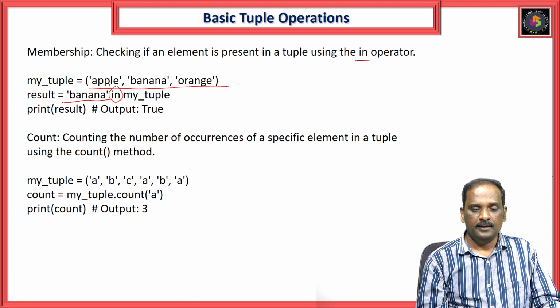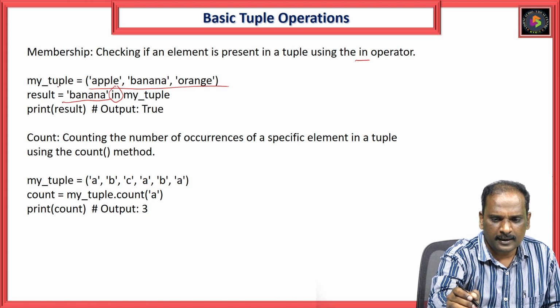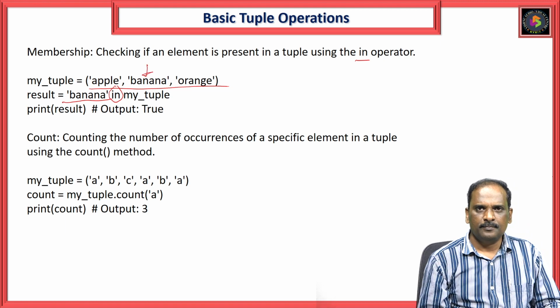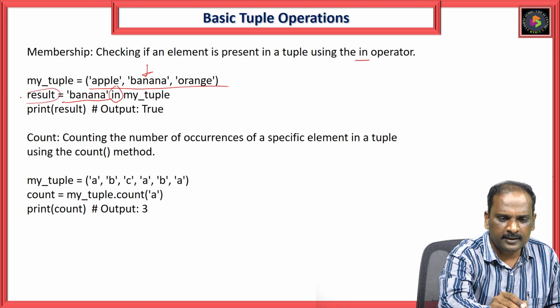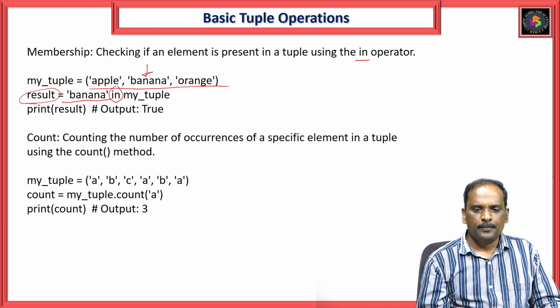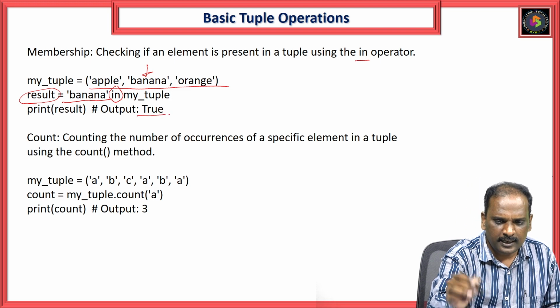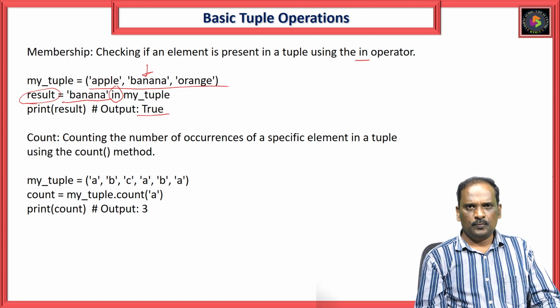Now here for example, my tuple is containing these elements: apple, banana and orange. Now here I want to check whether banana is a member in the tuple or not. So I will use the in operator. Banana in my tuple. Yes, banana is present in my tuple. So what this in operator will return? In operator will return true because banana is a part of my tuple. So when I print result, here I can see that true.